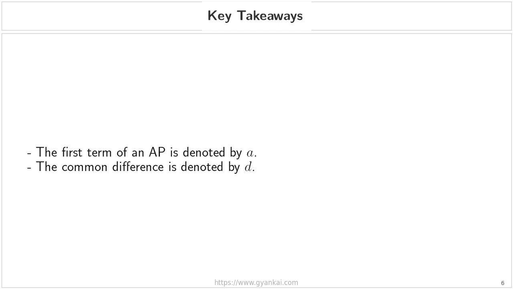Key takeaways. First, remember that we use the letter a to denote the first term of our arithmetic progression. Second, the constant amount added at each step, which we call the common difference, is denoted by the letter d.